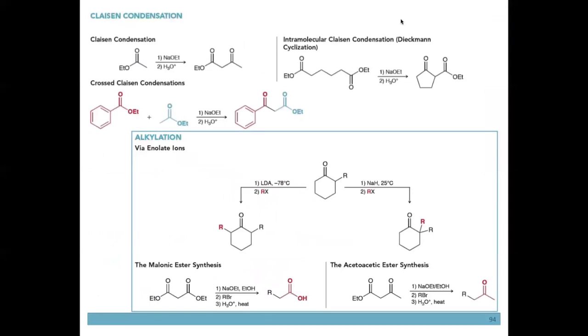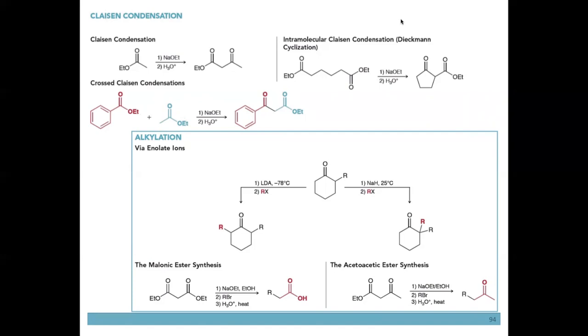We can do the Claisen condensation. Claisen condensations give you 1,3 dicarbonyl compounds, specifically beta keto esters. You can do an intramolecular Claisen condensation, which is known by the name Dieckmann cyclization. Again, you can do crossed Claisen condensations, and remember, we have some tricks for those. One of the tricks is you only have one molecule that has alpha hydrogens, as well as you use a strong base like LDA to give you 100% enolate.